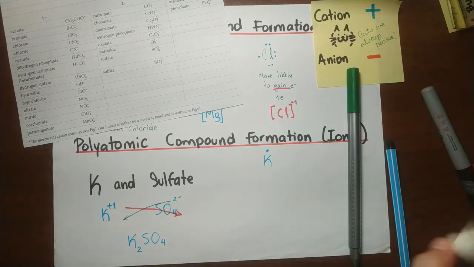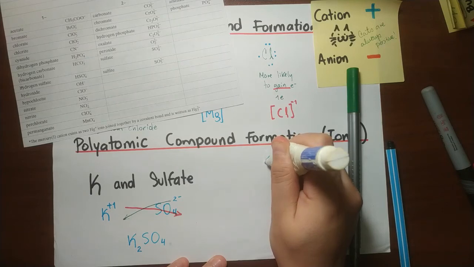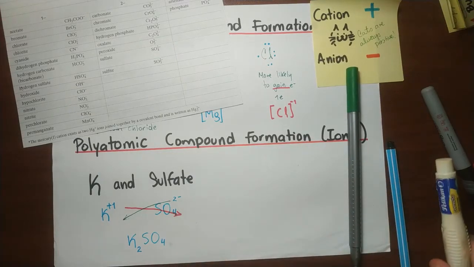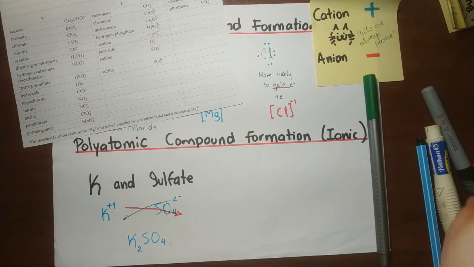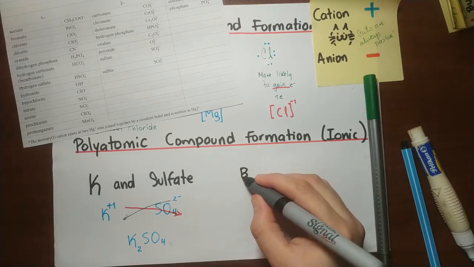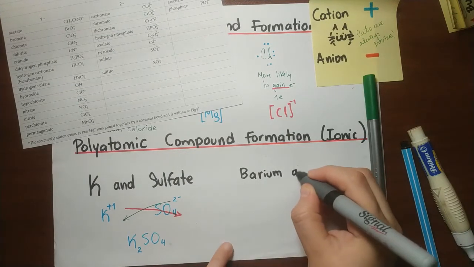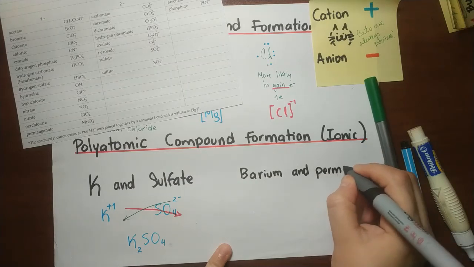Now what happens if I want to form a compound between barium and permanganate? So I'm gonna do it here. This is my first example, this is my second example. Barium and permanganate.